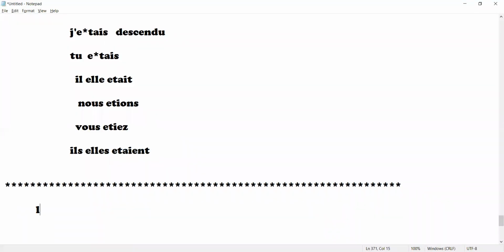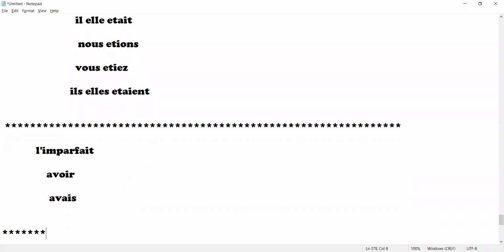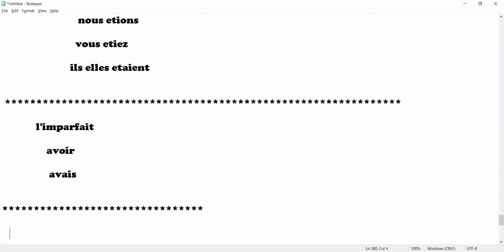What is the imparfait of avoir? What is the imparfait of our verb? Tell me. What you will do? You have to conjugate. Yes. Avons. Eliminate ons, right? So what will it become? Ais. It is made like this. And what is the formula of être imparfait?